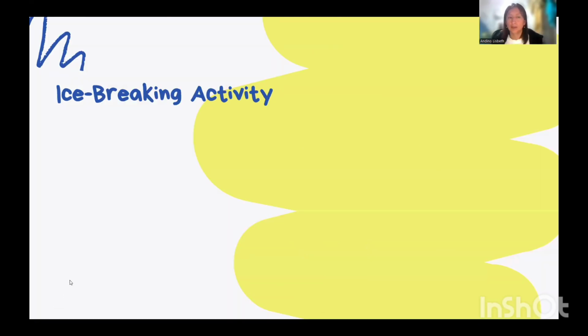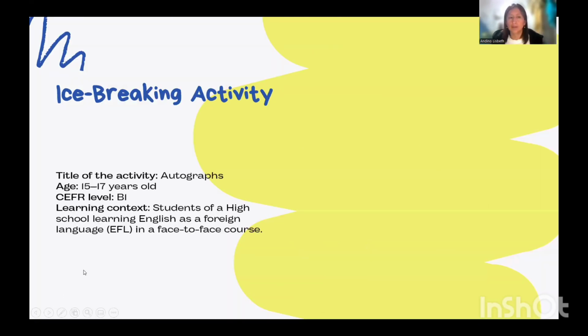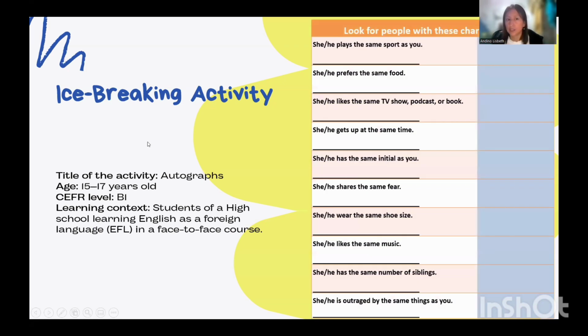Finally, we have the ice-breaking activity in which we have the learning context. Students of a high school learning English as a foreign language in a face-to-face course. In this case, they are in baccalaureate. Here we have the worksheet in which they need basically to complete with their personal information, and after that ask questions to others in order to find the same.